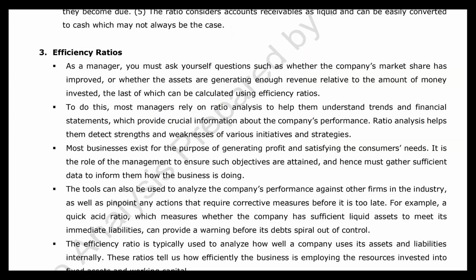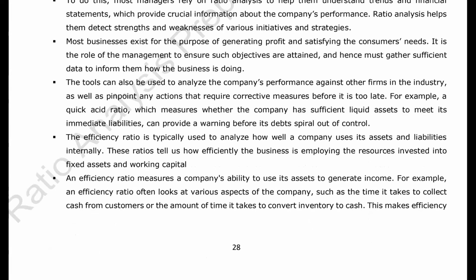All right, we are good to go. We have the efficiency ratios as well. Now you can pay attention here. This is very, very necessary. The efficiency ratios help us to measure how the managers are running our company. Are they efficient in using the resources? Those are the efficiency ratios. They measure the ability of a company to use its assets to generate income.